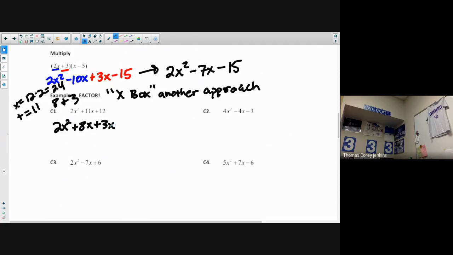Could have done it the other way around. That would have been just fine. And then the plus 12. So notice we haven't really changed the expression. We just kind of unsimplified it. But now what we have is something that can be factored by grouping, right?